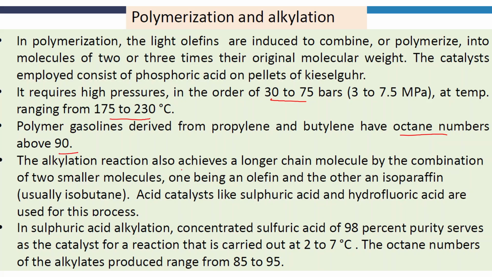The alkylation reaction also achieves a longer chain molecule by the combination of two smaller molecules, one being an olefin, the other being an isoparaffin. The catalysts used here are sulfuric acid and hydrofluoric acid. In sulfuric acid alkylation, concentrated sulfuric acid of 98% purity serves as the catalyst for a reaction carried out at 2 to 7 degrees C, and the octane number obtained is 85 to 95.